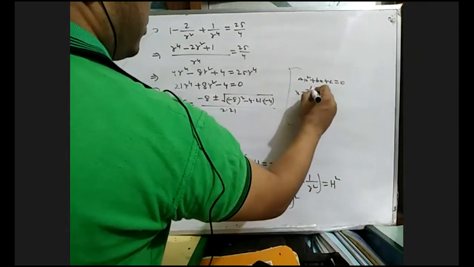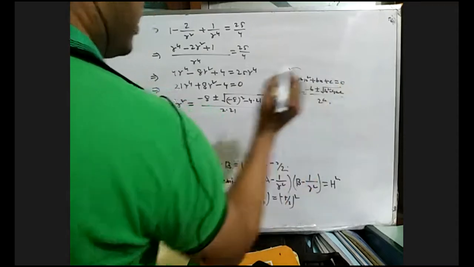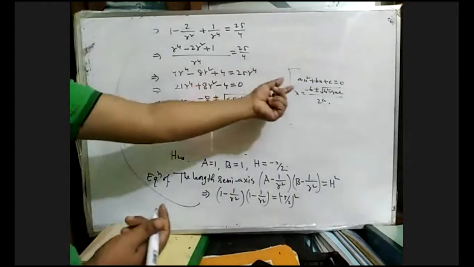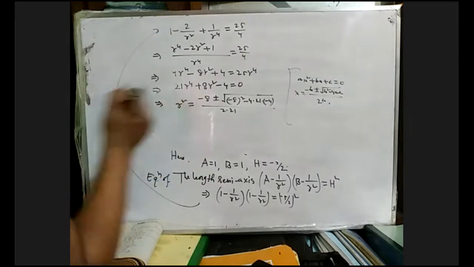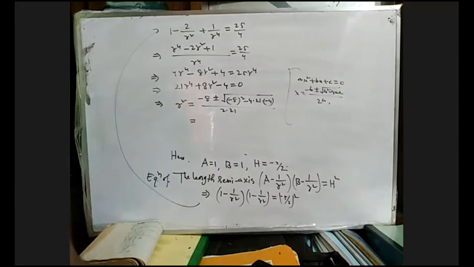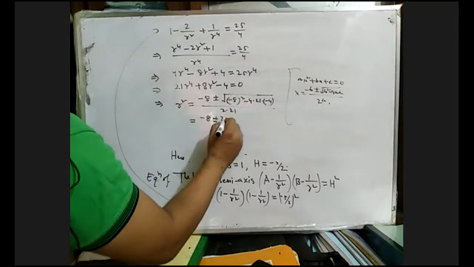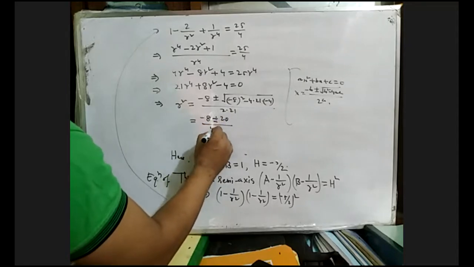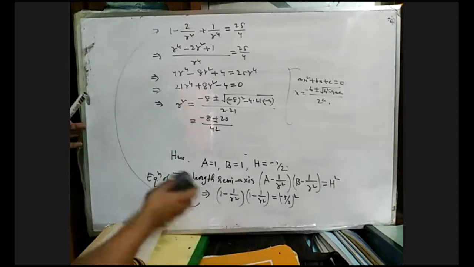x equals minus b plus or minus square root of b square minus 4ac divided by twice a. And here r square means the variable x. You must know the quadratic equation. Using it, we get the value of r square: minus 8 plus or minus 20 divided by 42. So we get two values, one for plus, the other for minus.